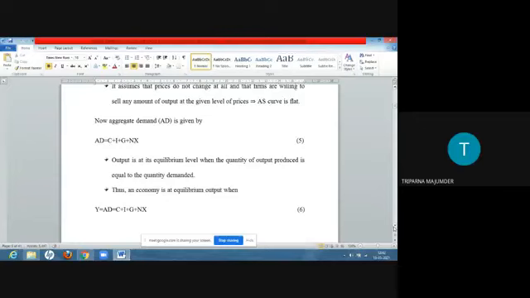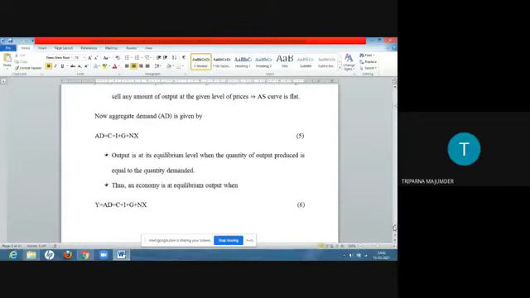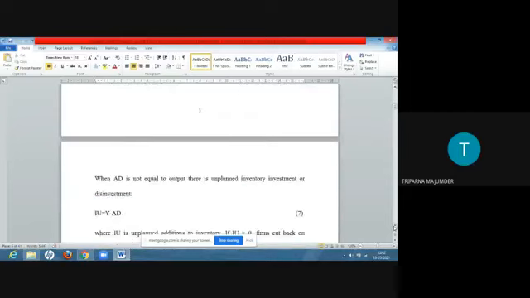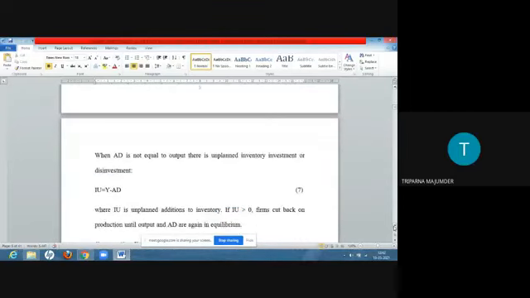And what is aggregate demand equal to? C plus I plus G plus NX. So what do we have? When aggregate demand is not equal to output, then we do not have equilibrium. That implies unplanned inventory investment or disinvestment.